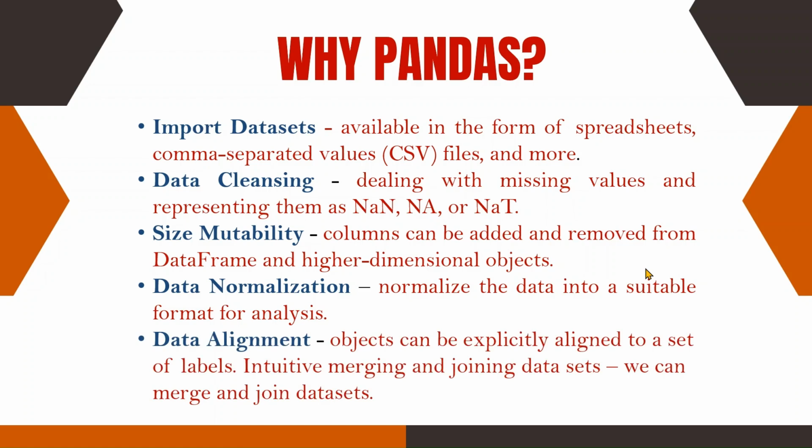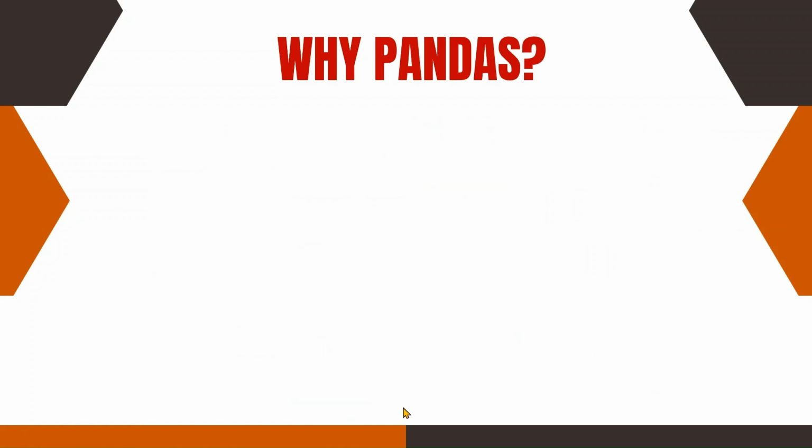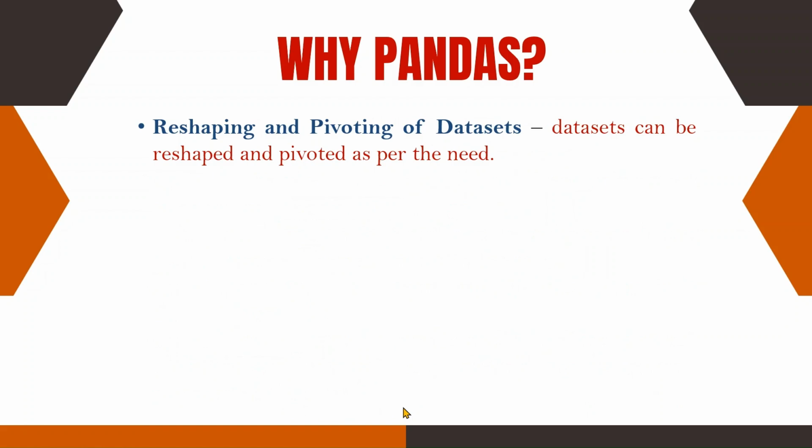Now, data alignment. Objects can be explicitly aligned to a set of labels. Intuitive merging and joining of datasets, we can merge and join datasets. So here, whenever you see any data frame, you have the concerned columns, and each column will have labels. And you need to see that there are proper labels assigned to each and every column. And if you want to merge one dataset to the other dataset, you can merge, or you can join some columns from one dataset and some columns from the other dataset. You can do that.